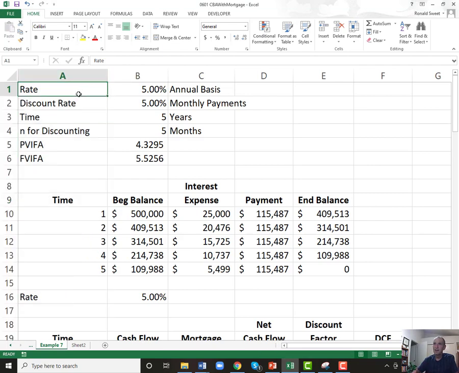So first of all, let's say we did this in your financial applications in Excel. Let's say you're going to borrow $500,000. So remember, you have your time, you have your beginning balance, you have your interest expense, you have your payment. Remember the present value interest factor of the annuity. You just take that $500,000 divided by that PVIFA, and that tells you how much your payment is. There's your mortgage ending balance. So you borrow $500,000, and at the end of 5 years, it's paid off.